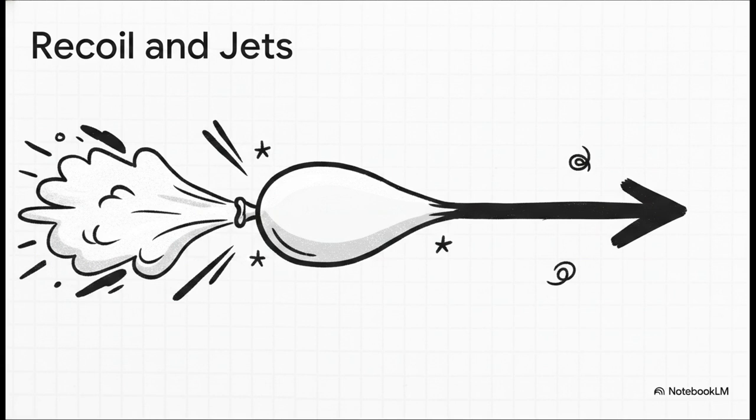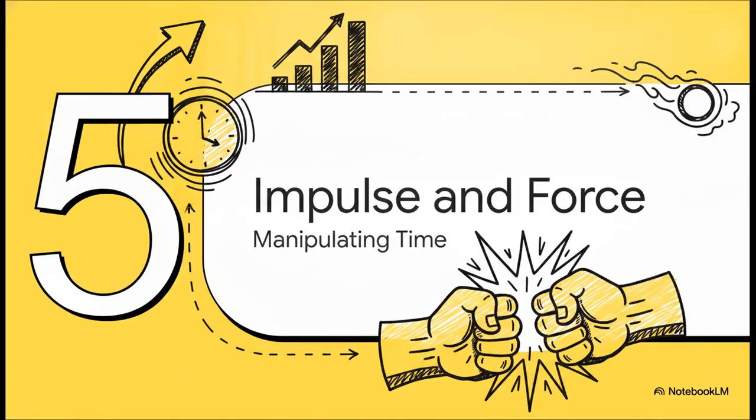And honestly, it's the exact same principle for a deflating balloon or even a space rocket. Firing a high-velocity stream of gas backward creates an equal and opposite forward kick. That's literally how jet engines work. Moving right along into impulse and force.